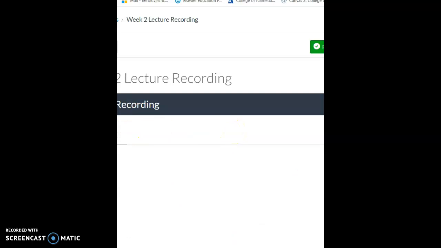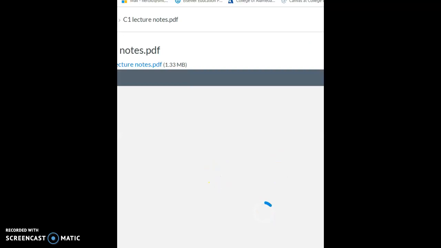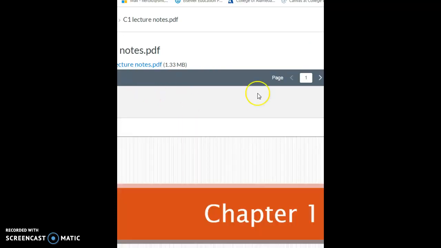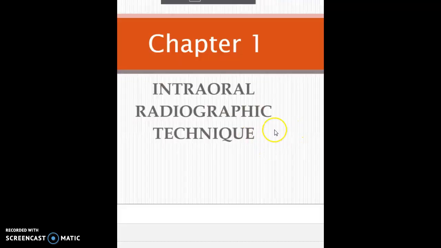If I go into the first paper clip of lecture notes, it's the lecture notes for Chapter 1. Even though it's Week 2, we're doing Chapter 1. And we are going to talk about intraoral techniques. So intraoral means inside the mouth is where the film is placed, taking a radiograph from inside the mouth.